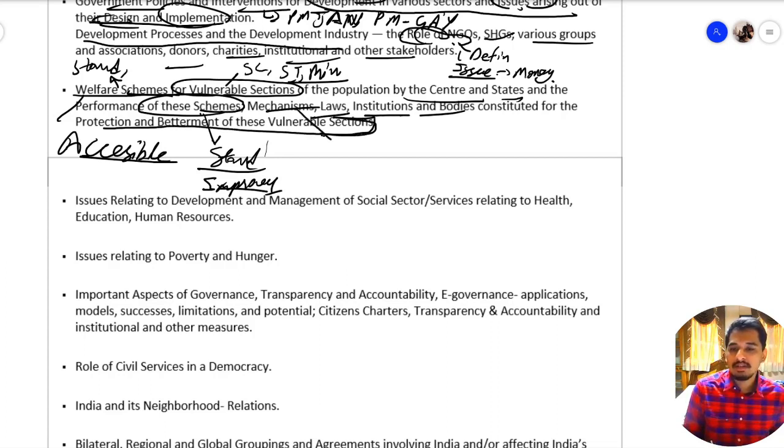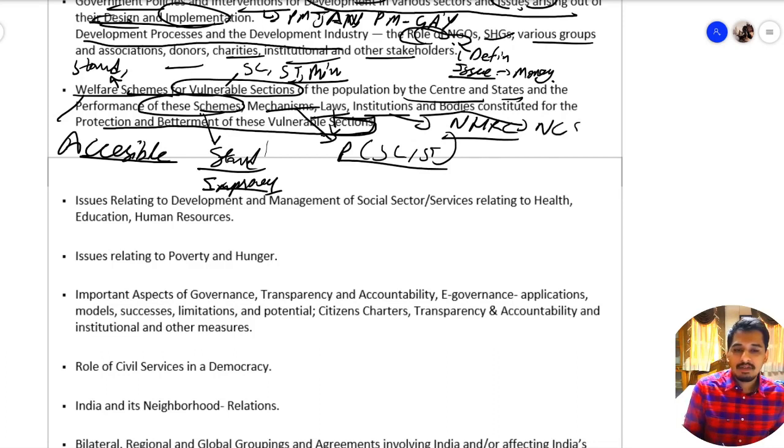Then we have mechanisms, laws, institutions, and bodies constituted for protection and betterment of these vulnerable sections. What are the mechanisms? One of the mechanisms or laws is that Prevention of Atrocities Act for SC ST. Then in institutions, it can be NHRC, or in body, it can be National Commission for SC or National Commission for ST. So these are some of the mechanism, laws, and institution for their protection.